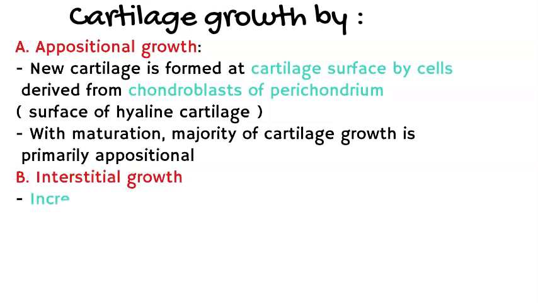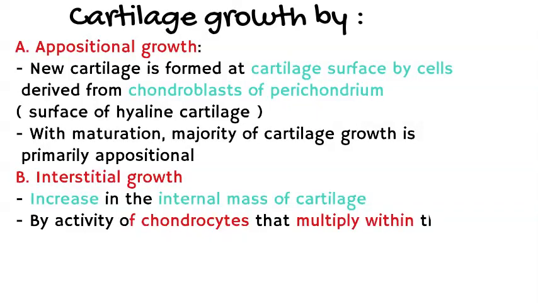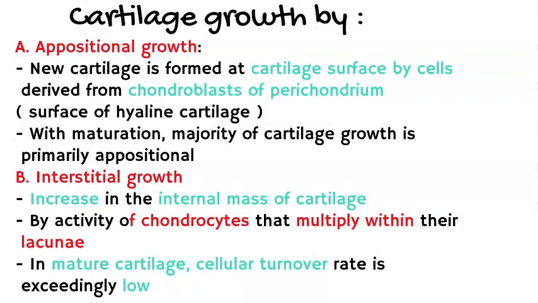B. Interstitial growth. Increase in the internal mass of cartilage by activity of chondrocytes that multiply within their lacuna. In mature cartilage, the cellular turnover rate is exceedingly low.